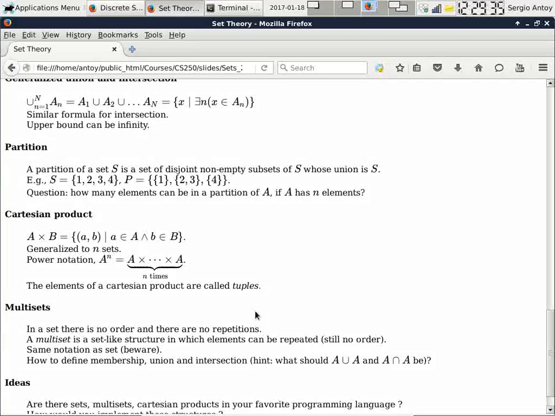Can we have A to the 0? Yeah, by stretching it a little bit. What will be A to the 0? A to the 0 will be what? Open close parenthesis, right? By stretching the definition.